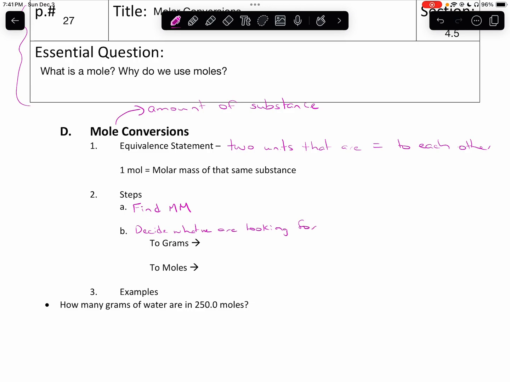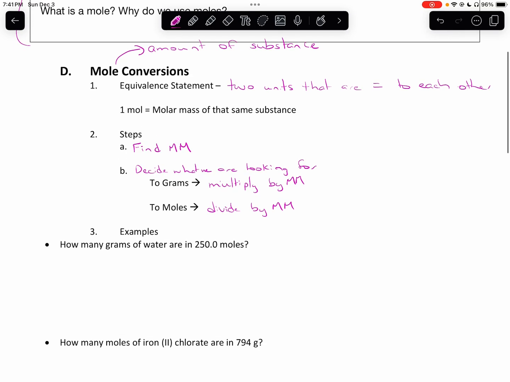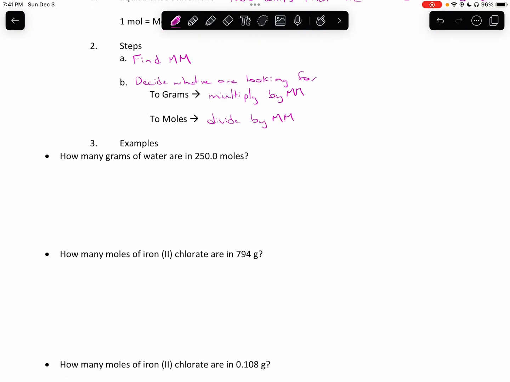So if we are going to grams, we will multiply by molar mass. And if we are going to moles, we will divide by molar mass. Okay? And we're going to put this on our T-charts just like we did earlier this year. So let's kind of revisit those. So kind of a quick review.